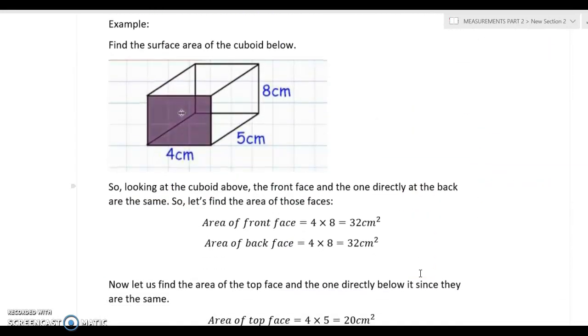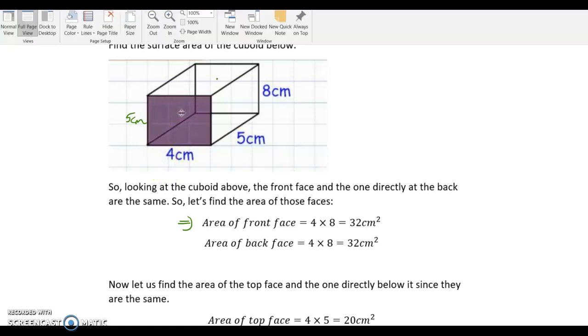Now let's find the surface area of this cuboid below. Looking at this cuboid, the front face and the face directly behind it, which is this one here, they are the same. So I kind of broke it down in simpler terms here. We could find the area of the front face, so we can say this is 4 cm here. Sorry, not 5 cm here. My bad, that should be 8 cm.